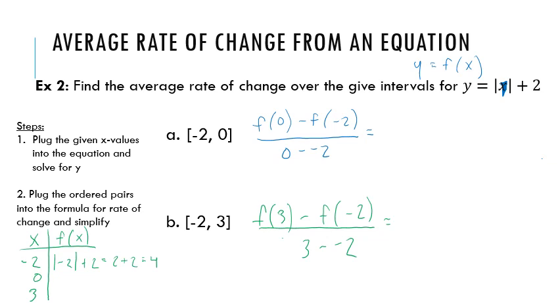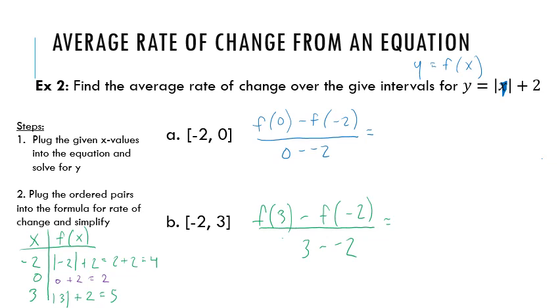I'll switch colors. Plugging 0 in, we have the absolute value of 0, which is 0, plus 2. That's just positive 2. And then plugging in 3, the absolute value of 3 is 3, plus 2, that's the same thing as 5. So now we can use those values, we've made this table, to make our calculation of our average rate of change a little bit easier.